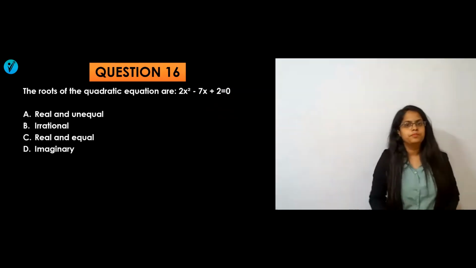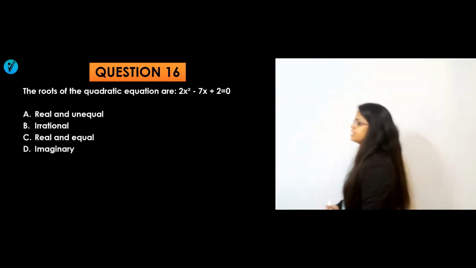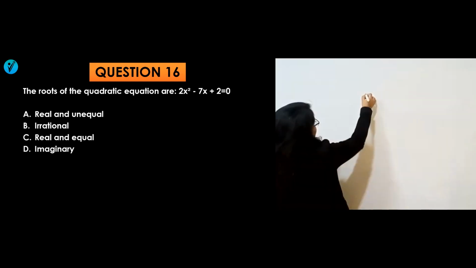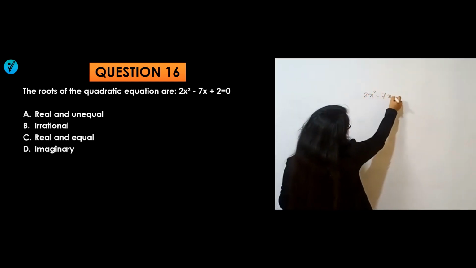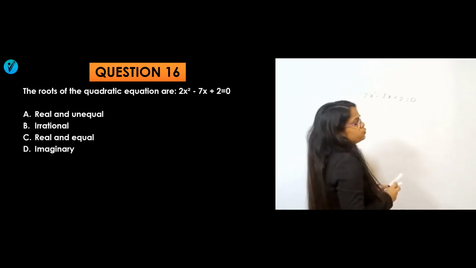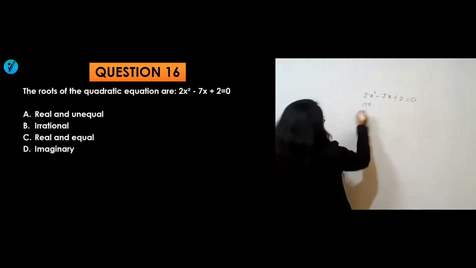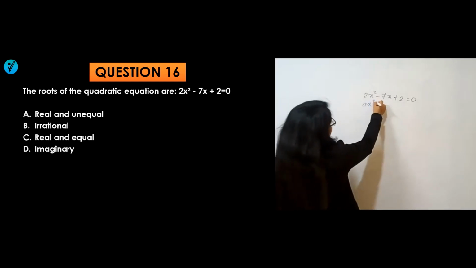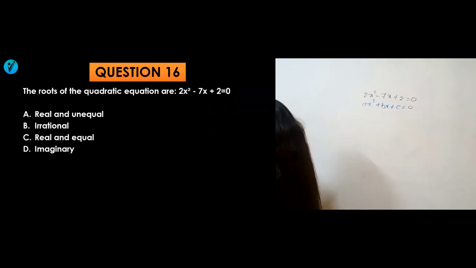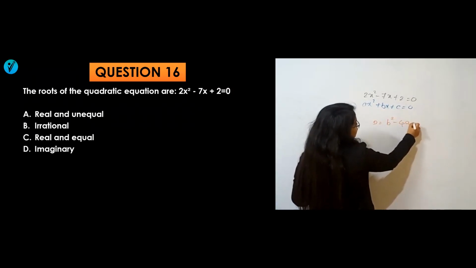Now let's go to question number 16. What are they saying here? This is a question on quadratic equations. They are saying that the roots of the quadratic equation 2x square minus 7x plus 2 is equal to 0. To check the exact nature of the roots, we equate this equation with ax square plus bx plus c equals 0, and we check the value of the discriminant, which is b square minus 4ac.